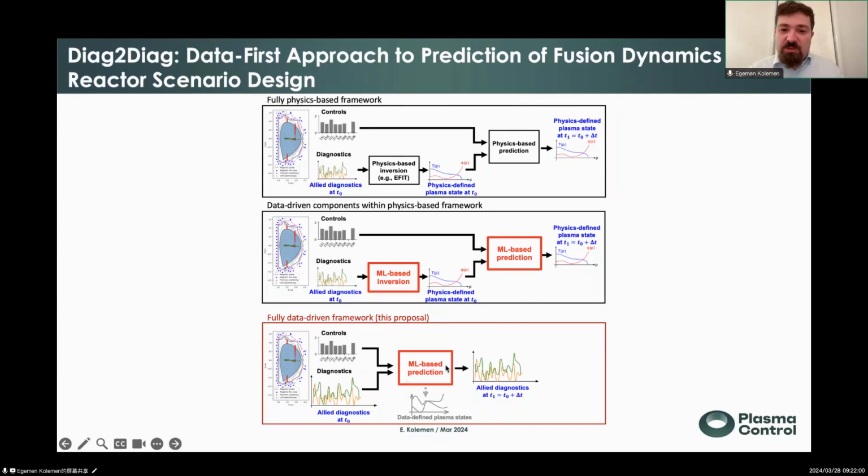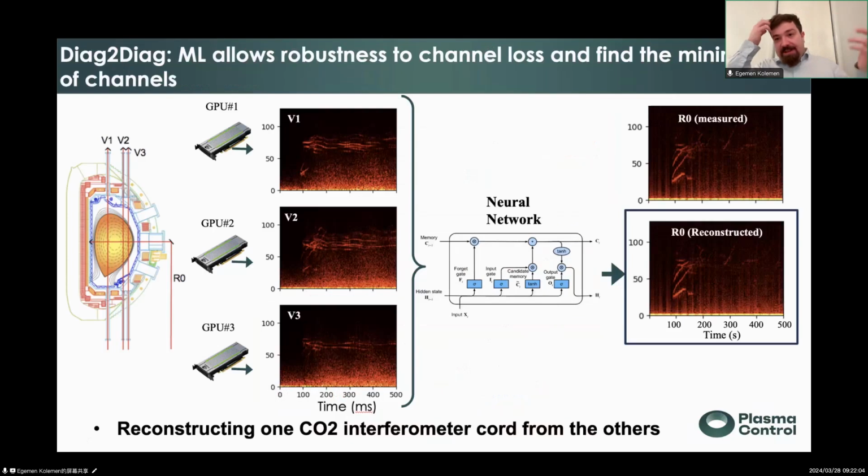So we took the controls and diagnostics and tried to predict the future diagnostic. So how does that go? I'll show you a couple of examples. One of them is the CO2 interferometer here. We have 4 channels, V1, V2, V3, and R0. So we were trying to see if you take 3 of these channels and develop a neural net, can you predict the 4th one? So this is the measured and this is the reconstructed. It turns out you can do a pretty good job of reconstructing this channel.